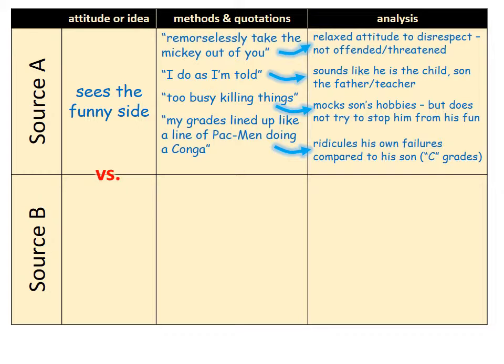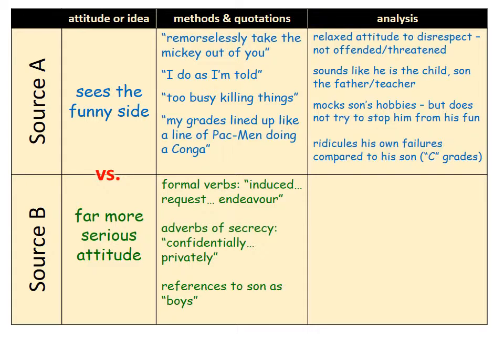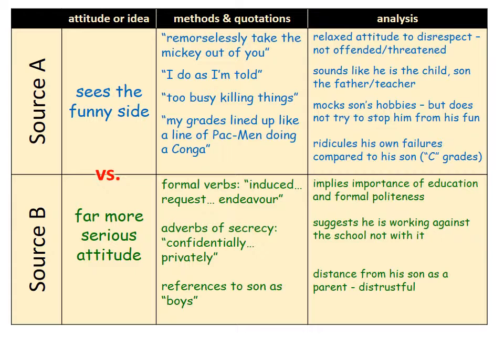So for source B, which is the Victorian text, things are far more serious. There are lots of formal verbs. He's induced, he requests, he's endeavouring. There are adverbs, so think of ly words, of secrecy. Things are done confidentially and privately. His son is referred to as one of the boys, which suggests that he's a little bit less intimate with him. So again, each of these brings a particular message with it.